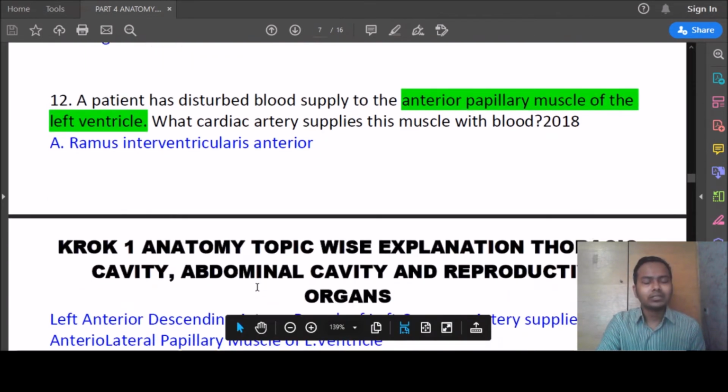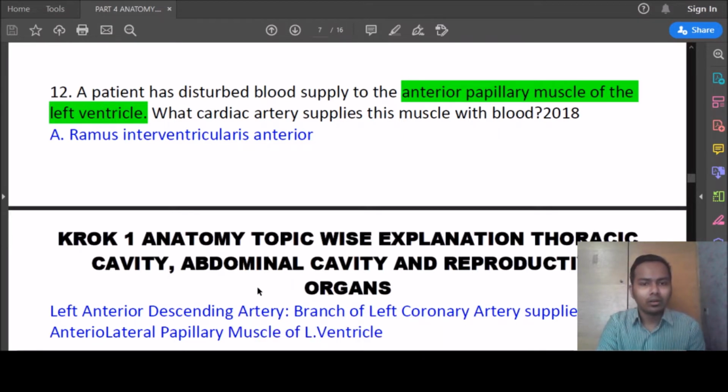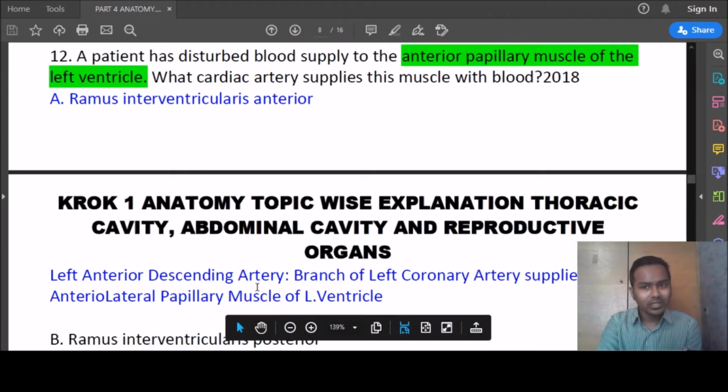A patient has a disturbed blood supply to the anterior papillary muscles of a left ventricle. What cardiac artery supplies this muscle with blood?